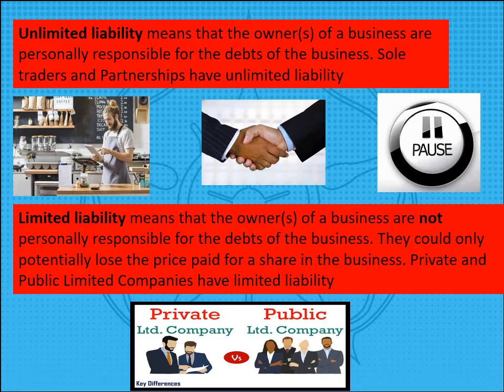So if a partnership got into debts of £100,000, and there were two partners, both partners would be responsible for £50,000 of the debt. They all have to pay the debt of the business.